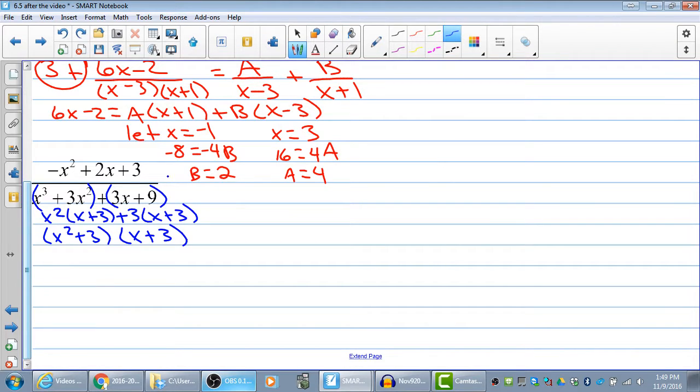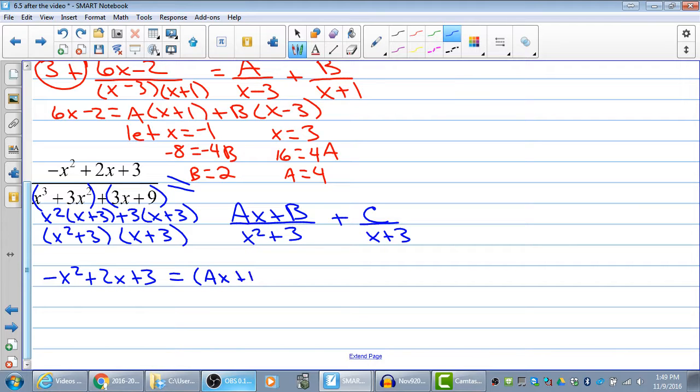Well, now we want this to equal (Ax plus B) over the quadratic, x squared plus 3. Remember that the top has to be 1 power less than the bottom. So if the bottom's an x squared, you've got to make the top linear. Plus C over x plus 3. Well, now we need negative x squared plus 2x plus 3 to equal (Ax plus B) times (x plus 3) plus C times (x squared plus 3).